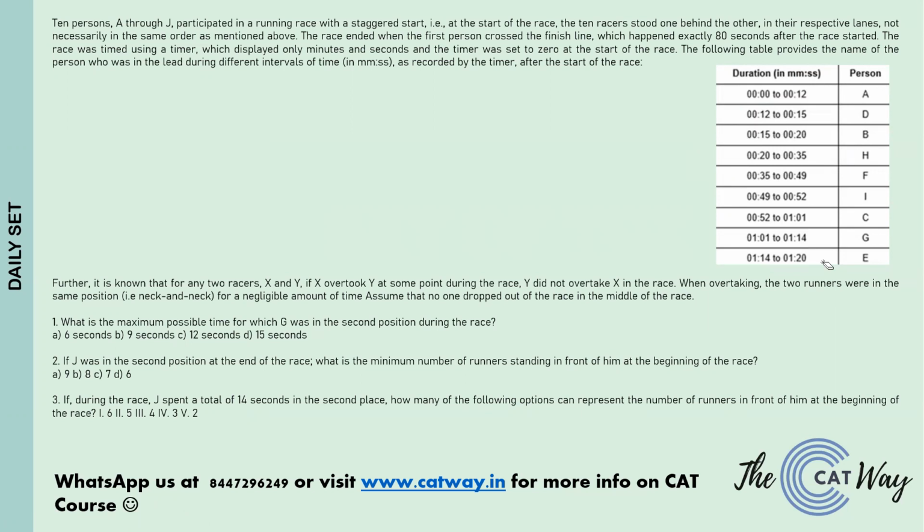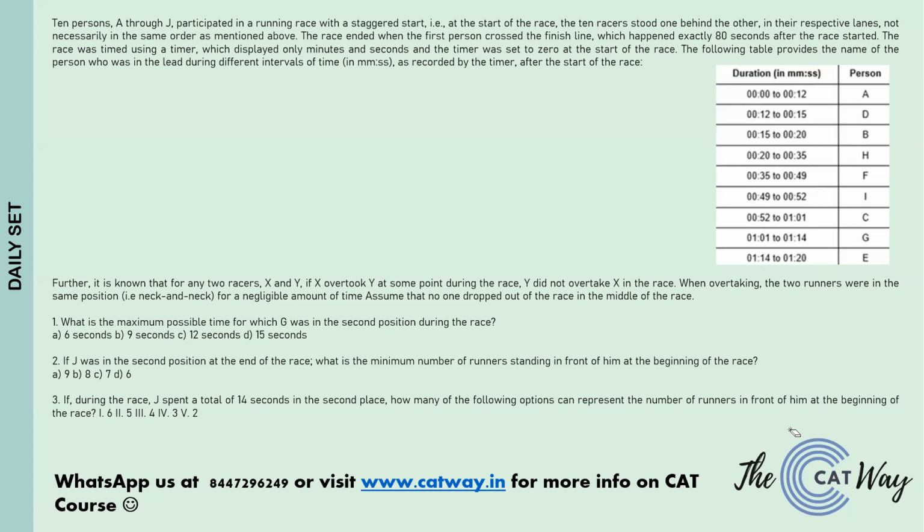Now if you look at the table, the value of J hasn't been given. All others have been given when they were at the top of the rank. J was never at the top of the rank, because till 12 we have been given, 12 to 15 is given, 15 to 20 is given, 20 to 25, 35, 35 to 49, 49 to 52, 52 to 101, 101 to 114, and 114 to 120. Everything has been covered, so that means J was never in the first position during the entire race.